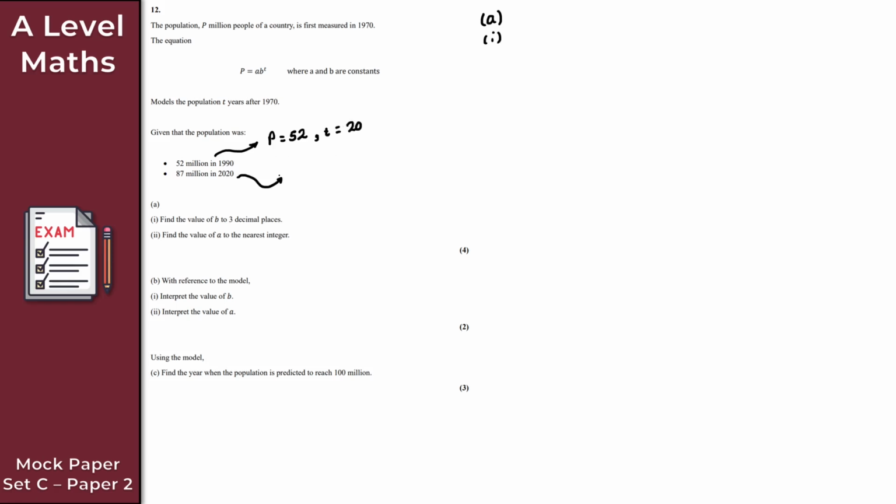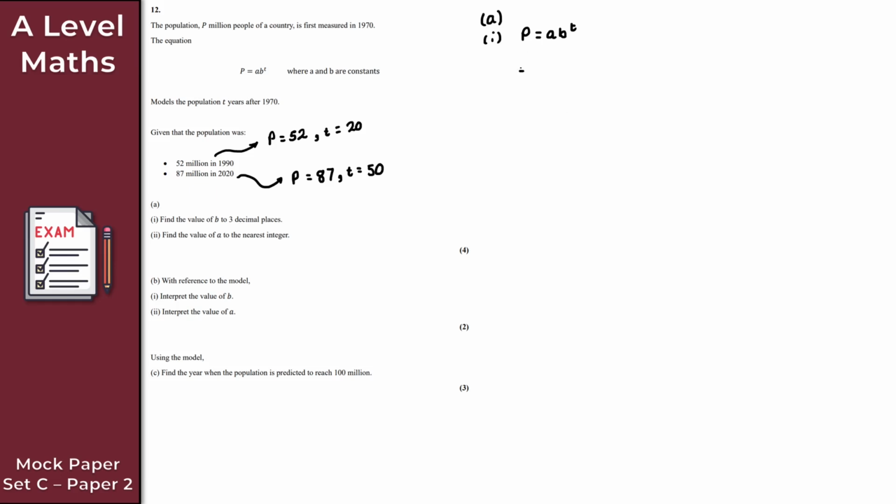Doing the same here then for the second bullet point, 87 million in 2020, then P, the population, is 87, and T, well, 2020 is 50 years after 1970, so T then is 50. And using this information and the given equation, P is equal to AB to the T, what we can do here is form equations, right?